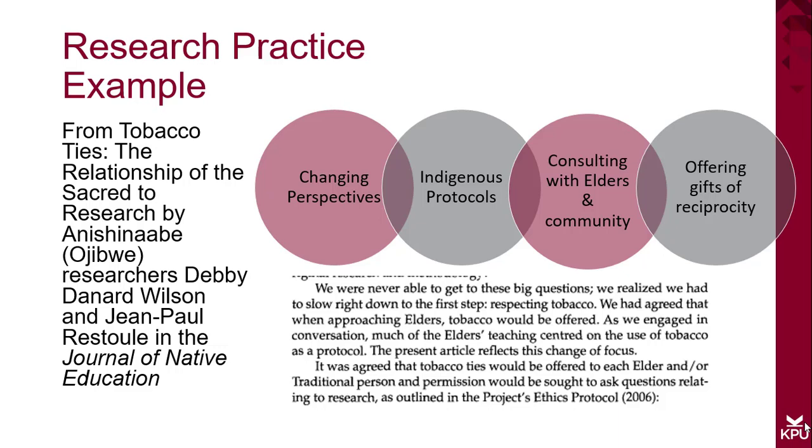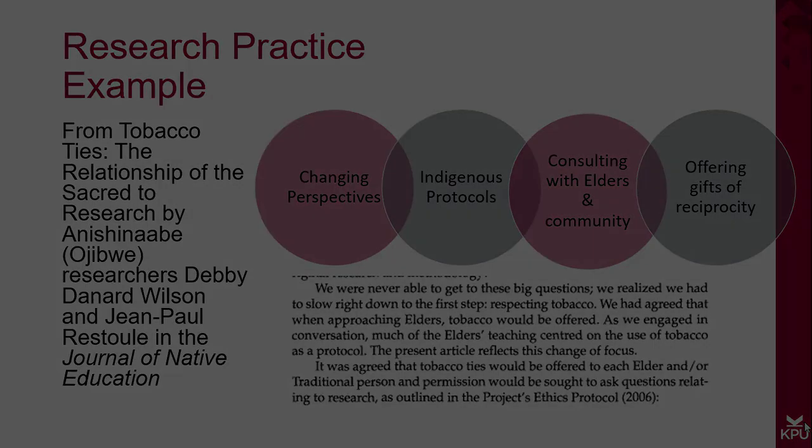Looking at that particular paragraph, we can see that the authors changed their perspective on their research after consulting with the elders. They were following Indigenous protocols, such as giving tobacco to elders. Obviously, they were consulting with elders and community, and the tobacco acts as a gift of reciprocity, forming a relationship. So all 4 of these pieces were connected throughout this research process.